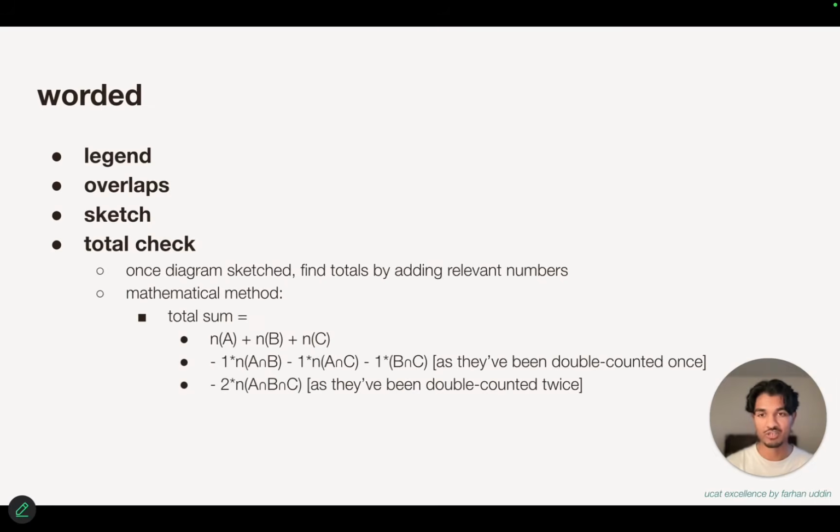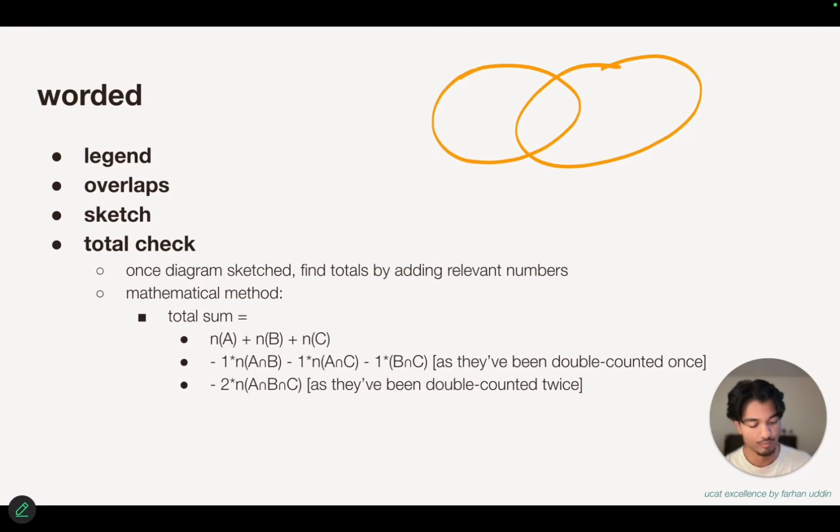Then for the total check, this is where once you've got the diagram sketched, just find the totals by adding the relevant numbers. Now, I did say you don't have to sketch it every time. And what I meant by that is there is a mathematical method of figuring out the total number should you need to. And the way you do this is as follows. So if we had red, green, blue, like this, actually I'm just going to say ABC because that's what the example says, ABC, and you want to find the total number of numbers in this Venn diagram, then here's the formula.